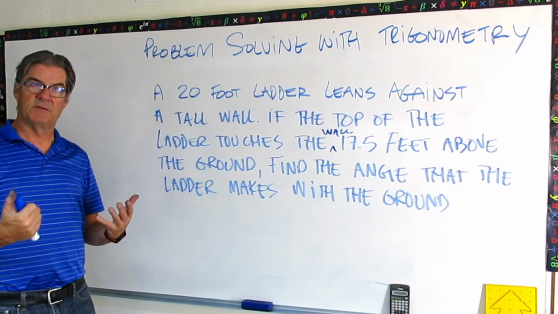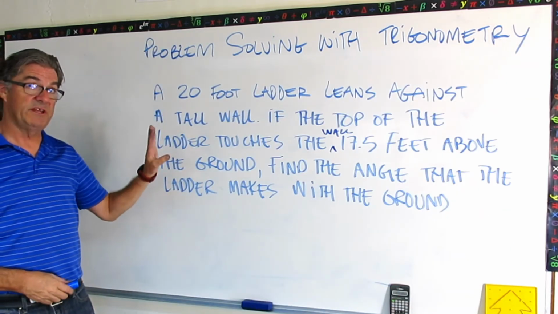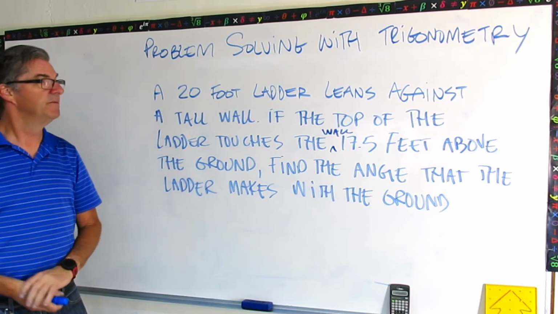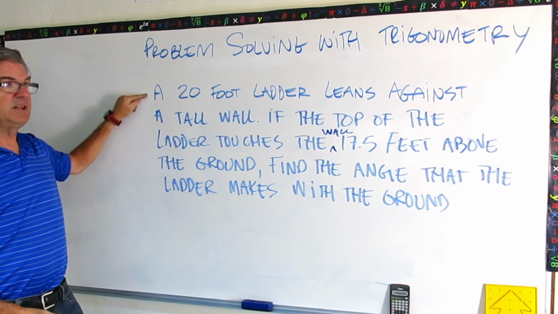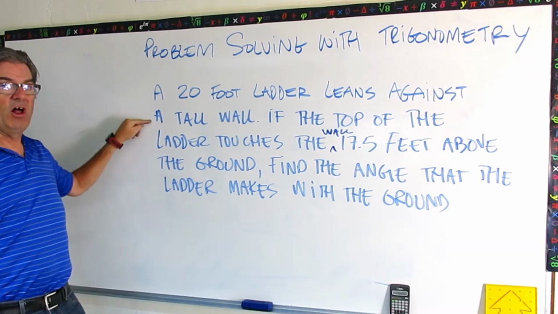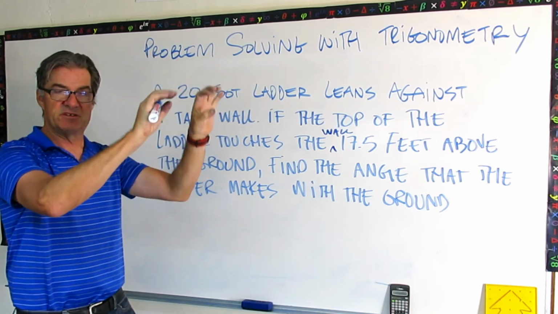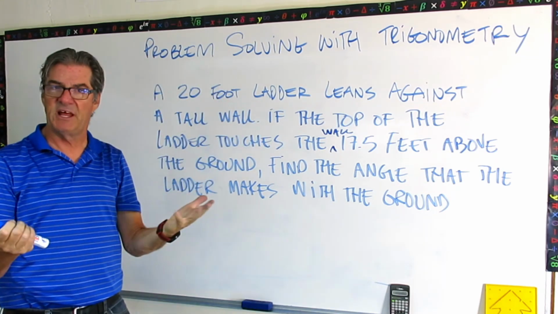So let's do another problem. Again, we're going to start with words only. Go to the diagram, go to the equation, solve the equation, get our answer. So you've got a 20-foot ladder and it leans against a tall wall. So some maintenance person has leaned that ladder up against the wall. They're going to climb up to the top to do some maintenance, fix a window, something like that.